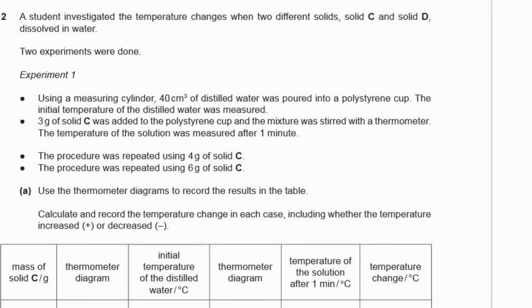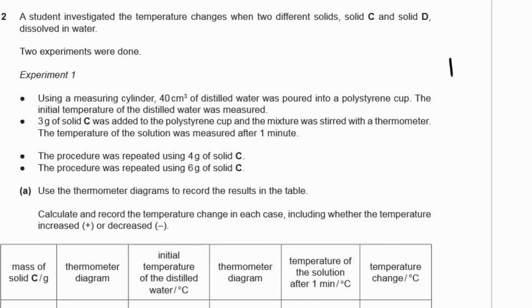Question 2. A student investigated the temperature changes when 2 different solids, solid C and solid D, were dissolved in water. So they did 2 different experiments because they had 2 different solids. Experiment 1, using a measuring cylinder, 40 centimeters cubed of distilled water was poured into a polystyrene cup. And the initial temperature of the distilled water was measured.